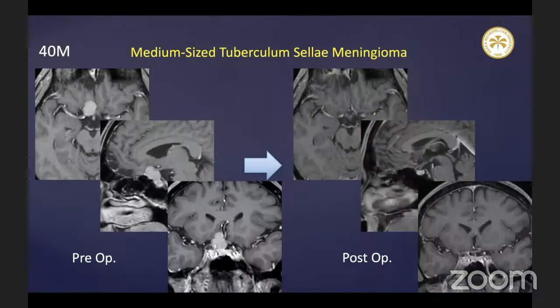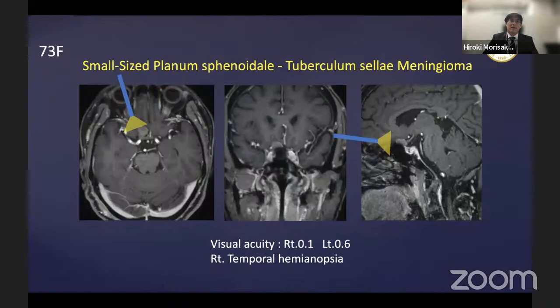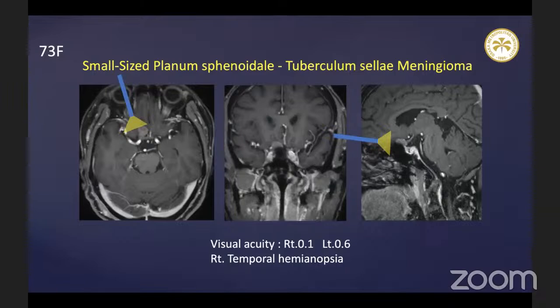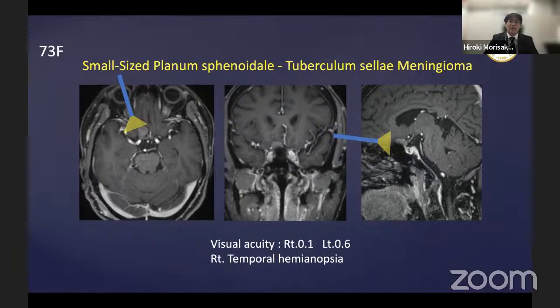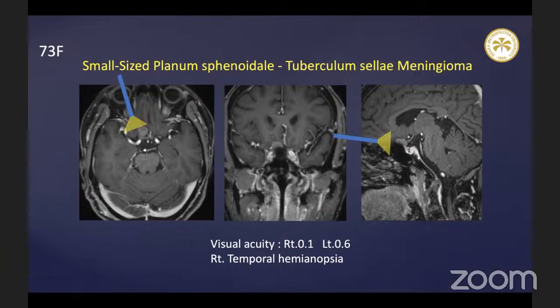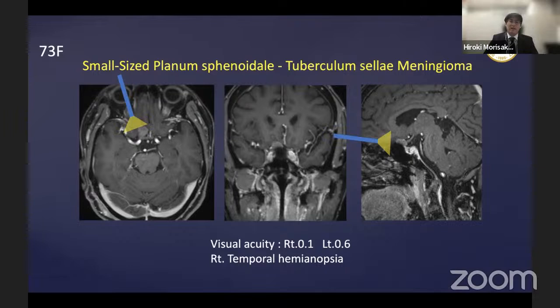This is a post-operative MR image. The tumor was completely removed without any complication. The next case is a small planum sphenoidale to tuberculum sellae meningioma. This patient has severely deteriorated visual acuity, especially on the right side. The tumor is located on the right side, the tumor size is relatively small, and the patient was over 70, so we selected a less invasive procedure.